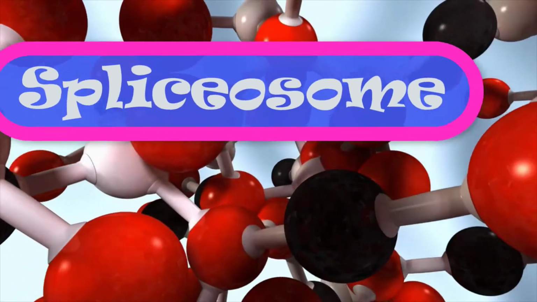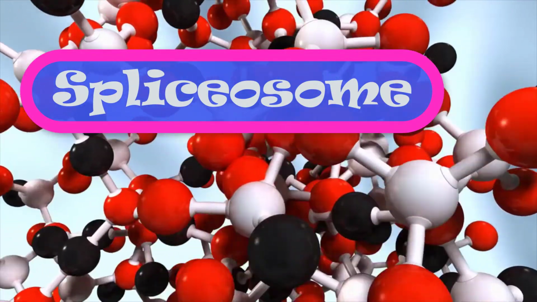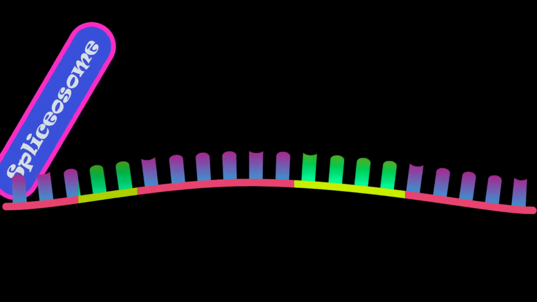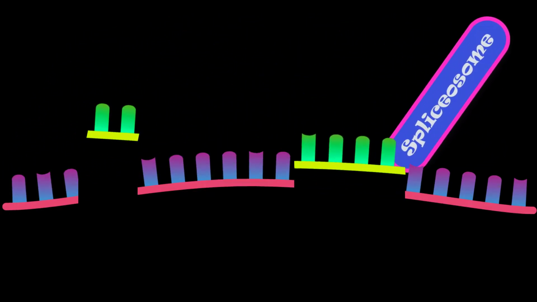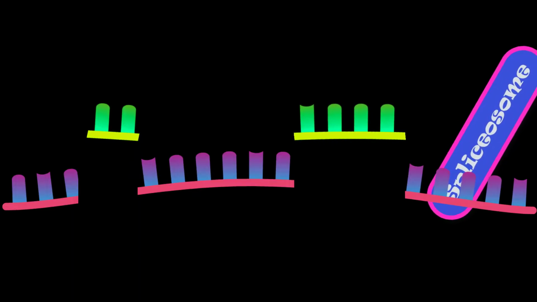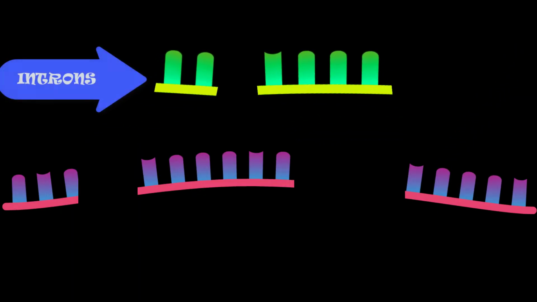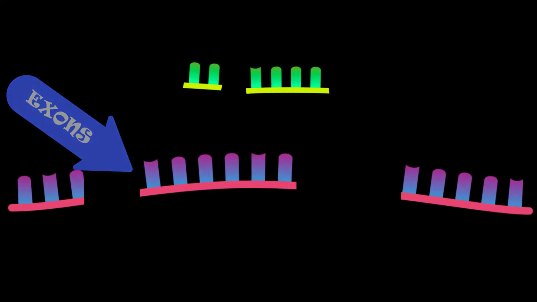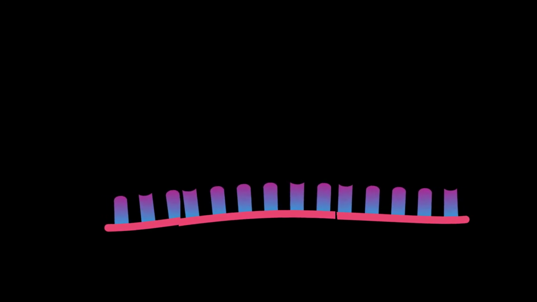transcript. A spliceosome is a structure composed of various proteins and other molecules. The spliceosome attaches to the mRNA and splices or cuts out these non-coding regions. The removed segment of the transcript is called an intron. The remaining exons are then pasted together. An exon is a segment of RNA that remains after the splicing process.